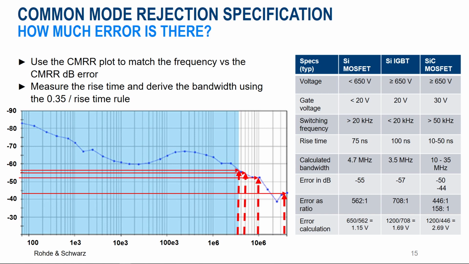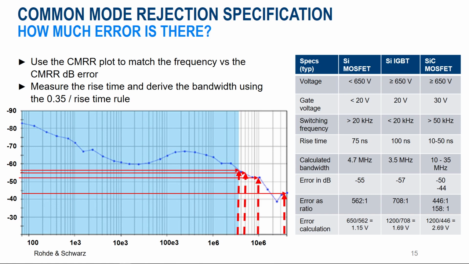An average rise time value from the datasheets from several vendors is around 100 nanoseconds. The calculated bandwidth from 100 nanoseconds is roughly 3.5 megahertz if you use the 0.35 divided by rise time rule. It should be noted that some types of filtering equations may use values such as 0.4, but 0.35 is most commonly used. So from the CMRR plot, 3.5 megahertz aligns with the plot at around 57 dB of common mode rejection. Converting this value to a ratio, it's around 708 to 1.